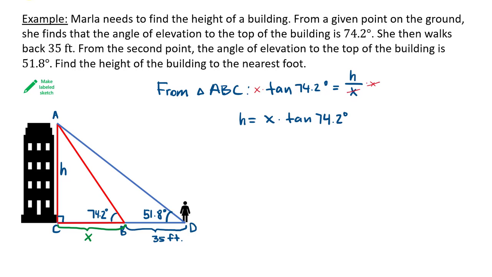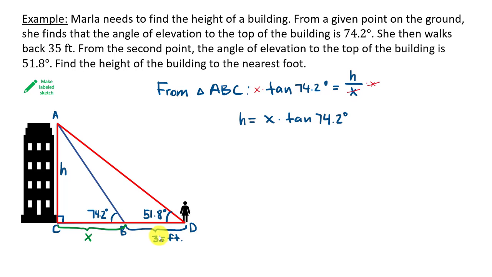Now we have to continue because we're not able to find h yet. We don't know what x is. So we're going to repeat these steps, but for the bigger right triangle. This one, triangle ADC. In this triangle, we know one angle, 51.8. Well, h is its opposite side, and its adjacent side is x plus 35.